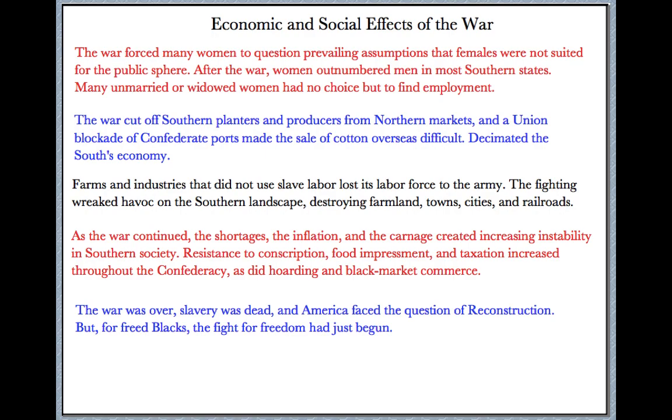The war cut off Southern planters and producers from Northern markets, which is a really big deal, and it decimates the Southern economy. The Southern infrastructure is also decimated. Remember the burning of Atlanta and the destroying of the railroads. So during Reconstruction, the South is literally going to have to be reconstructed, its basic infrastructure as well as its political and economic systems. The war is over. Slavery is dead. America faces the question of Reconstruction.